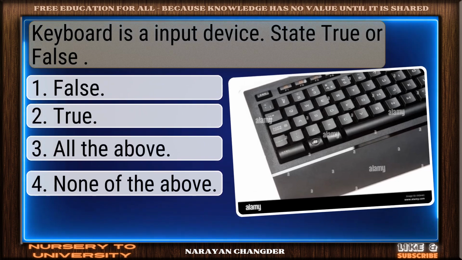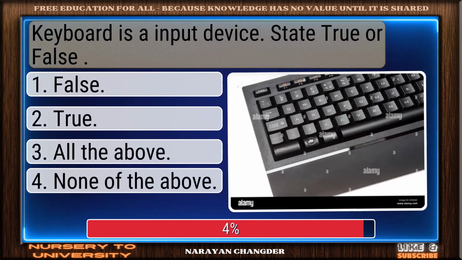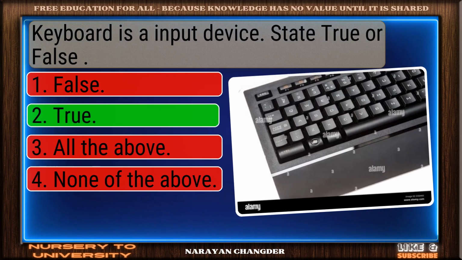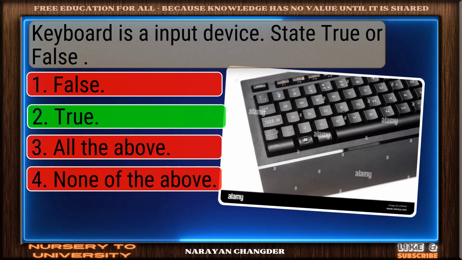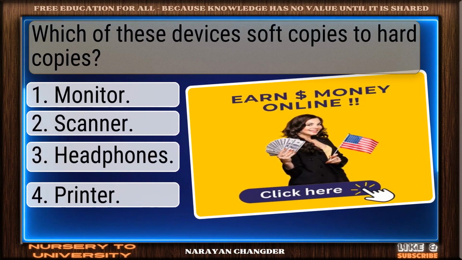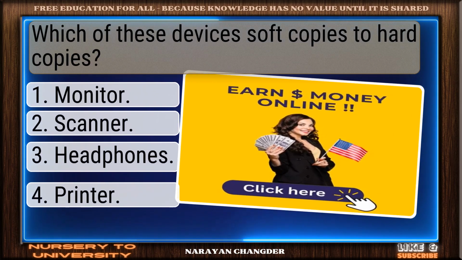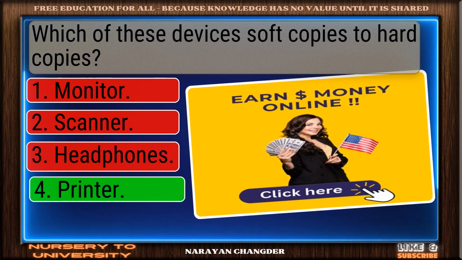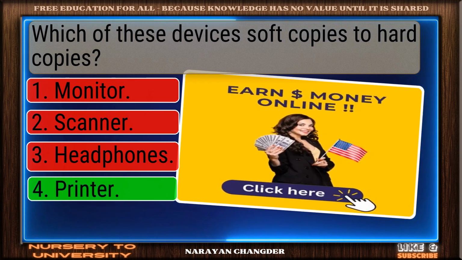Keyboard is an input device. State true or false. Strong choice. True is the right answer. Which of these devices converts soft copies to hard copies? Well picked. Printer is the correct answer.